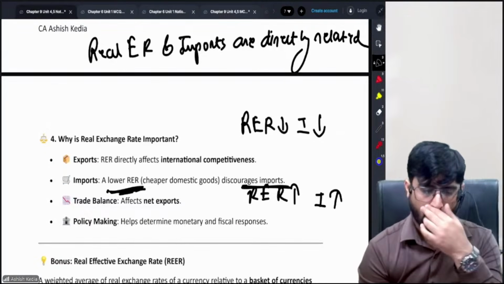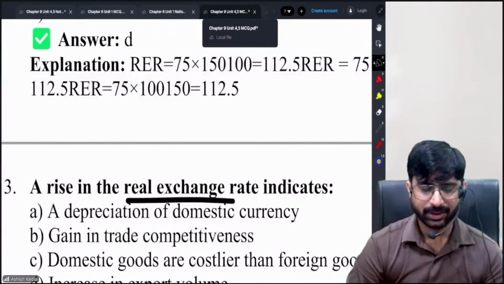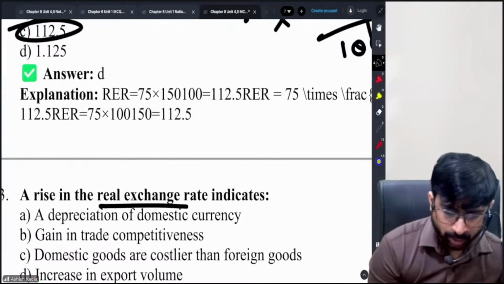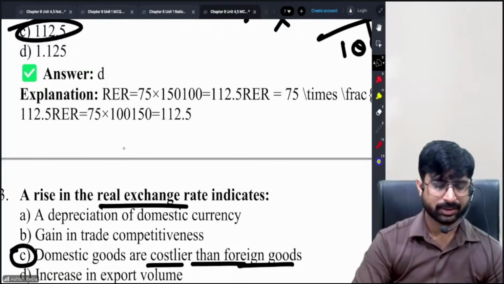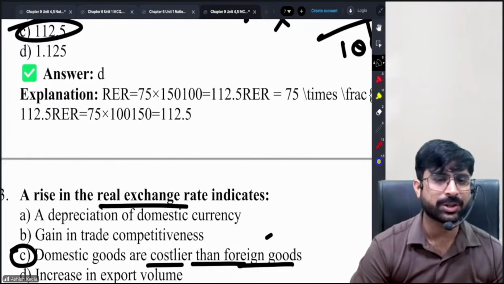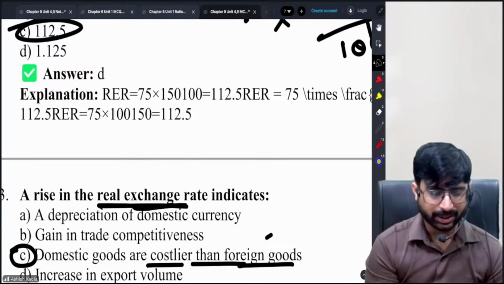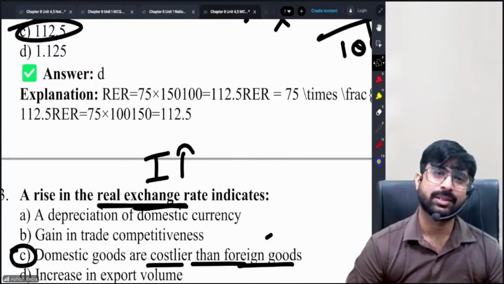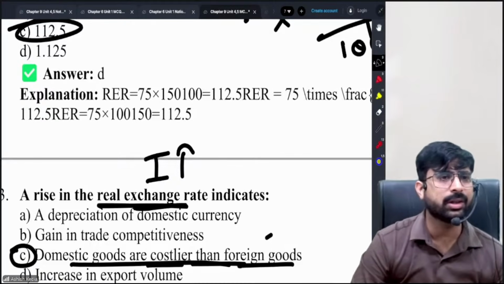In this context, let me bring you to the MCQs that we are discussing. A rise in the real exchange rate indicates domestic goods are costlier than foreign goods. That is why imports will rise, because domestic goods are costlier. That is what I taught you. A rise in the real exchange rate means imports will rise. Why do imports rise? Because foreign goods are cheaper. That is what is written. Domestic goods are costlier.